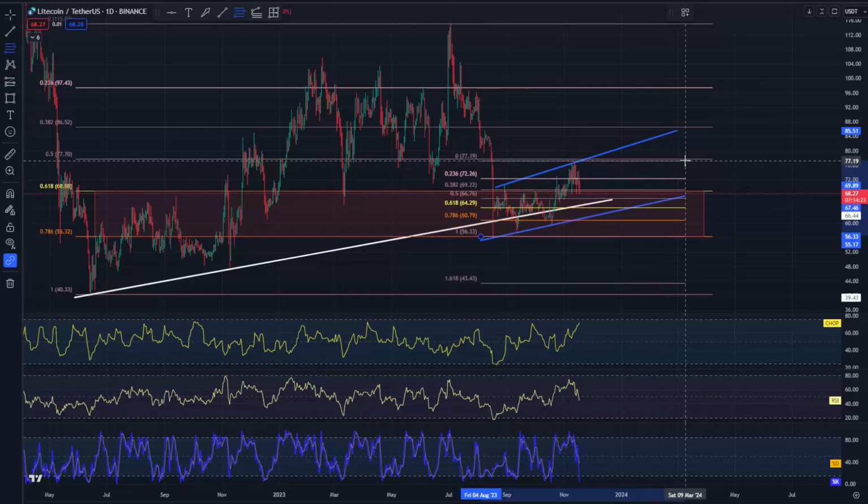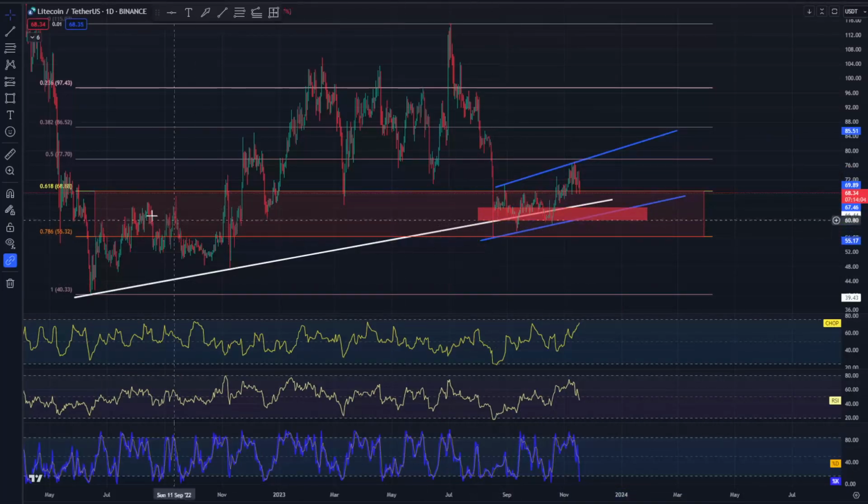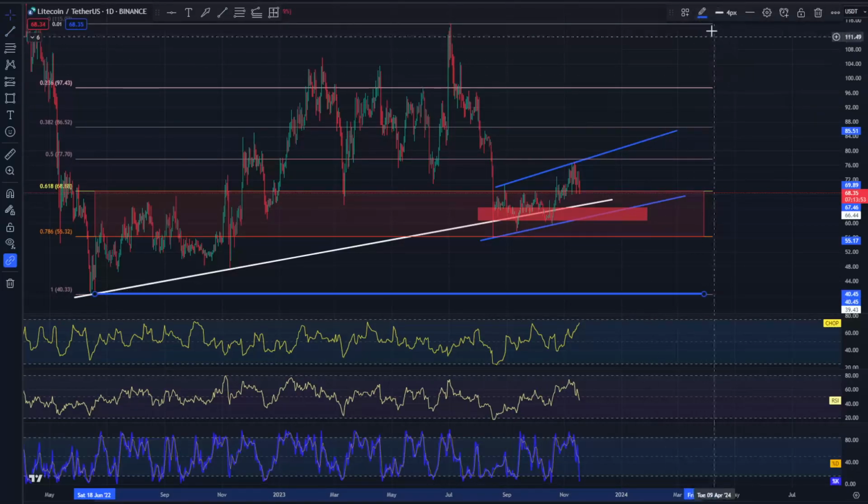But at this point, let's also check for smaller movement, and here the zone covering the trend lines and the lower border of the ongoing channel will be important. However, when the price breaks below the current channel and support zone, we may see a drop to the very strong support level of $40.45.